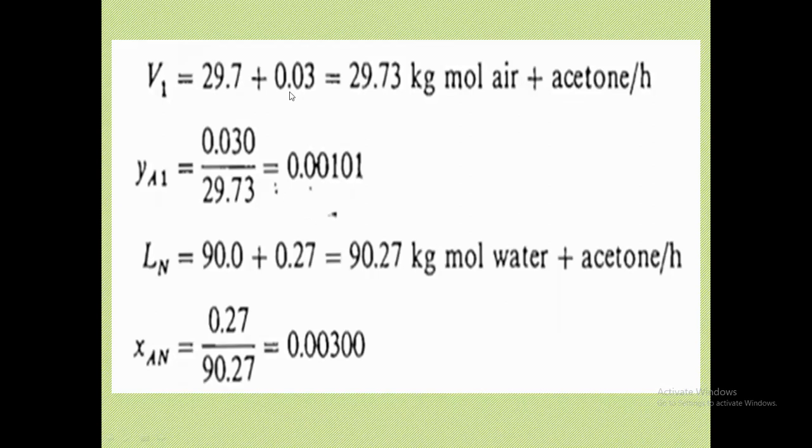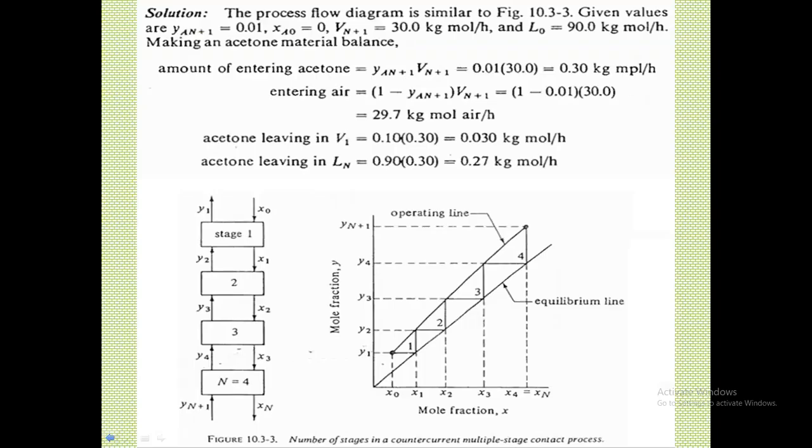And that should give you 0.00101. For Ln, we know that water is inert. So this is your water. We add to it the 90% of the 0.30, which is 0.27, this one.